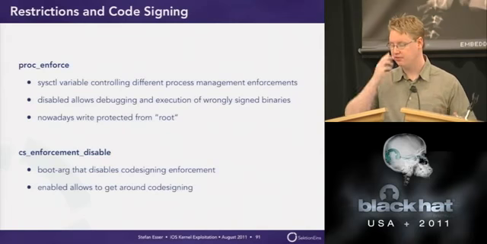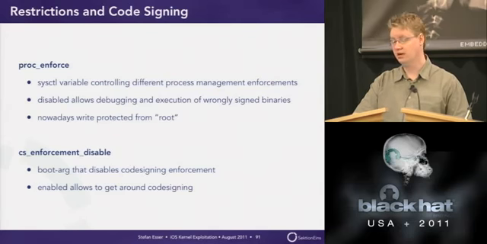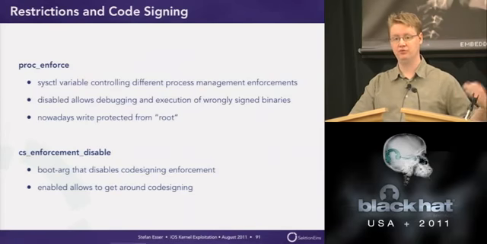So the first thing it tries to disable is the code signing, and therefore the process restrictions and code signing. The first thing it does is disable a sysctl variable called proc_enforce. This is the same variable that was used previously. Previously, ROP payloads were just disabling it as root user.